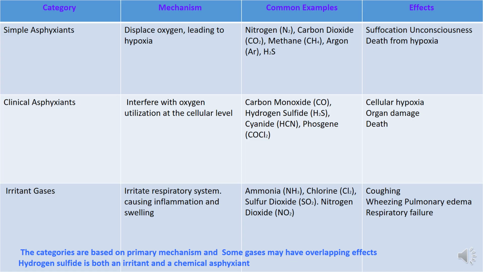Right. So now this is a basic chart that you can read at leisure, and importantly you have to remember there are certain overlapping gases as well, especially hydrogen sulfide. It can be categorized as an irritant gas and also a chemical asphyxiant, depending on the concentration.